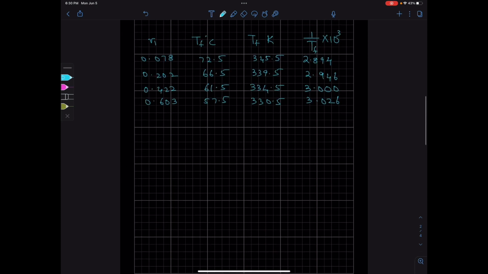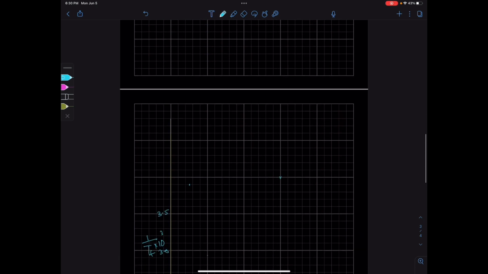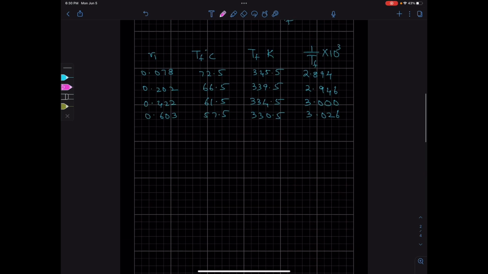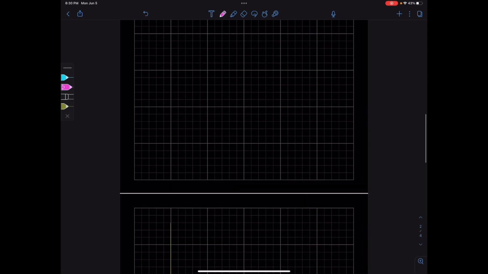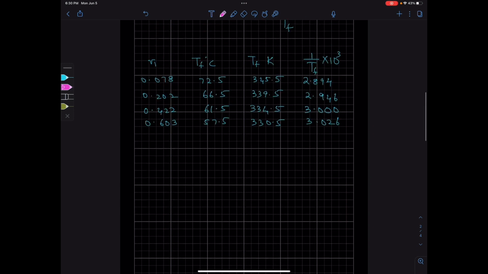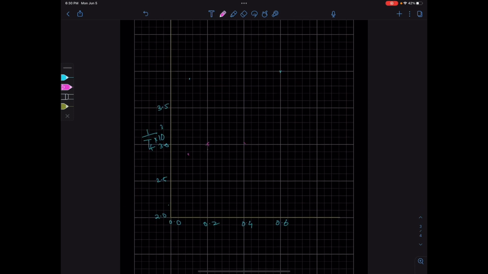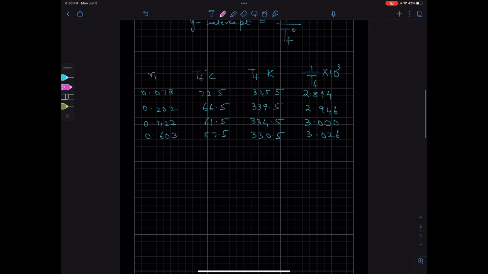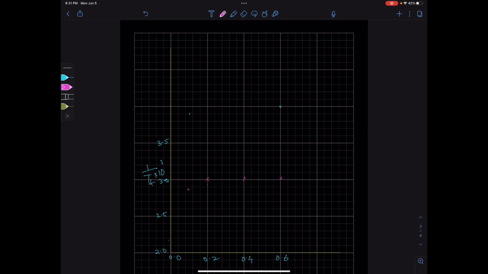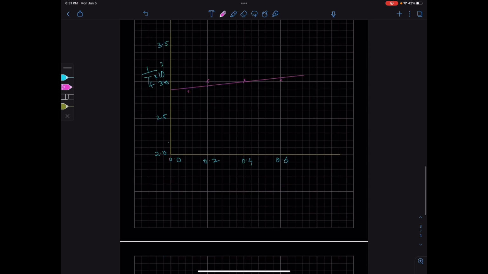The first point is 0.078 and 2.894. The second point is 0.202 and 2.946. Then 0.422 and 3.000, and 0.603 and 3.026. Something like this. So I'm getting the y-intercept at 2.89 times 10 to the negative 3.